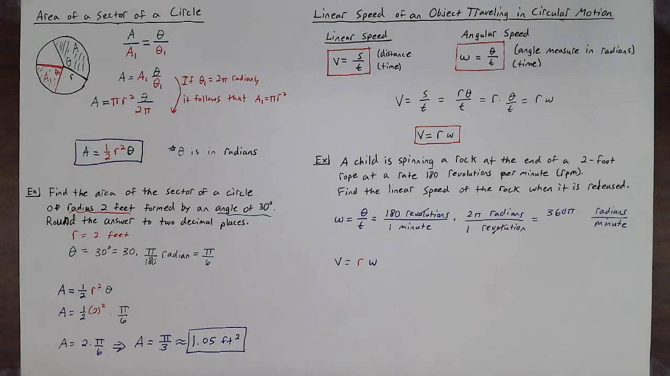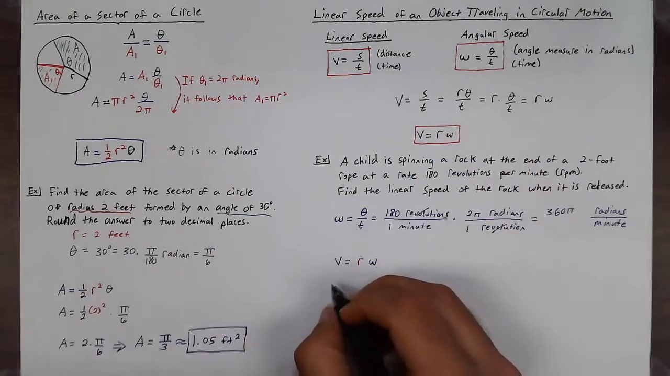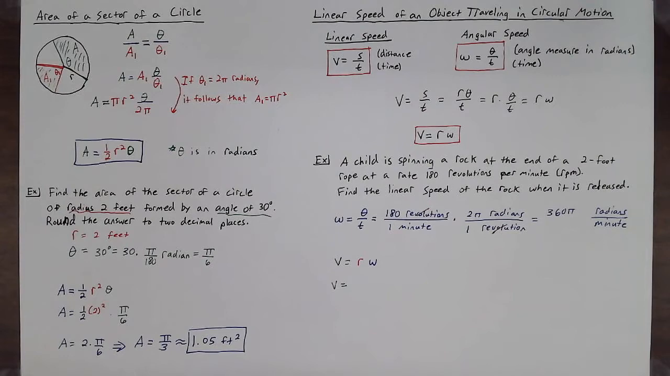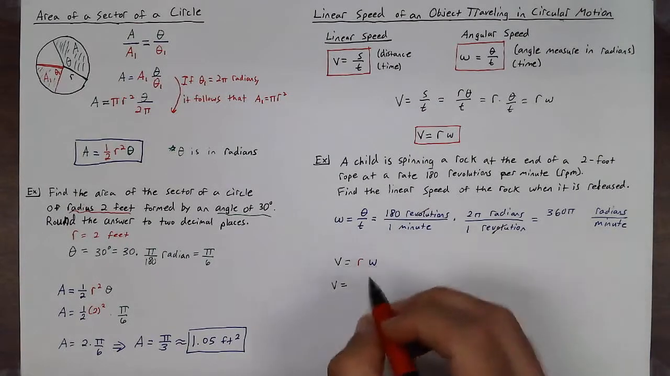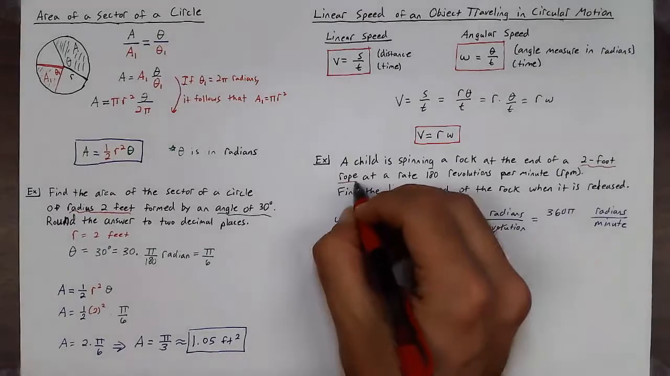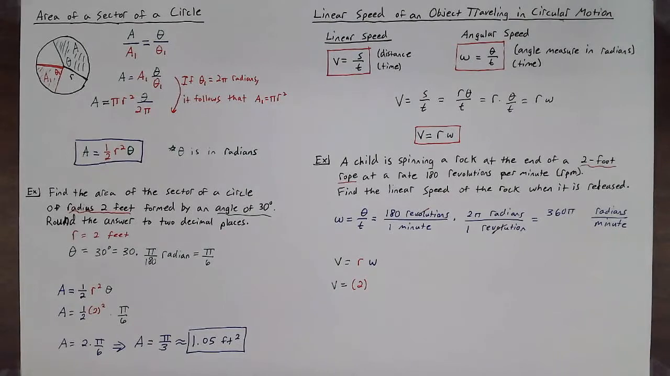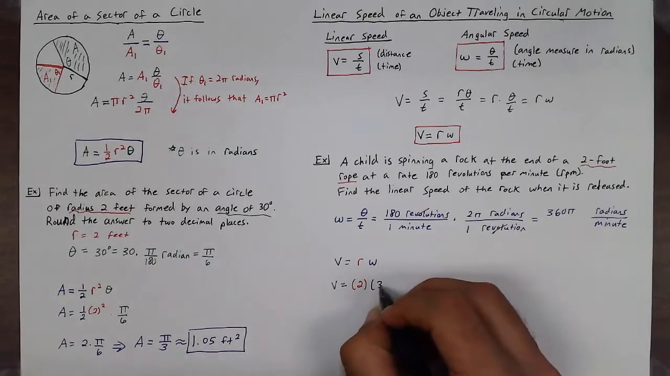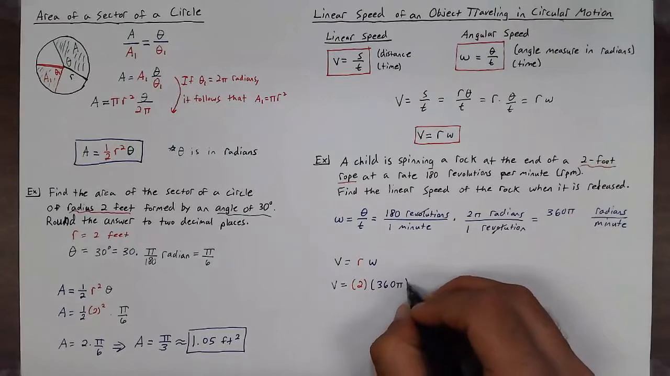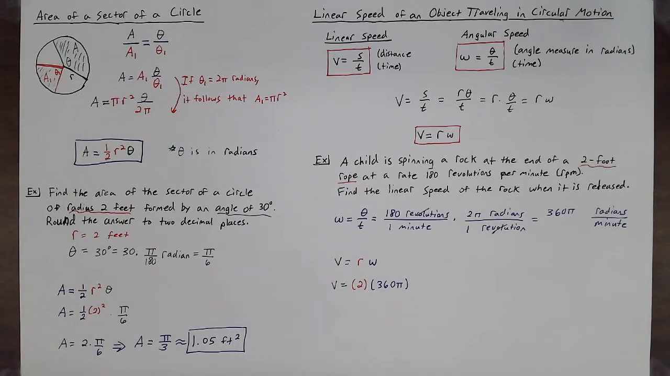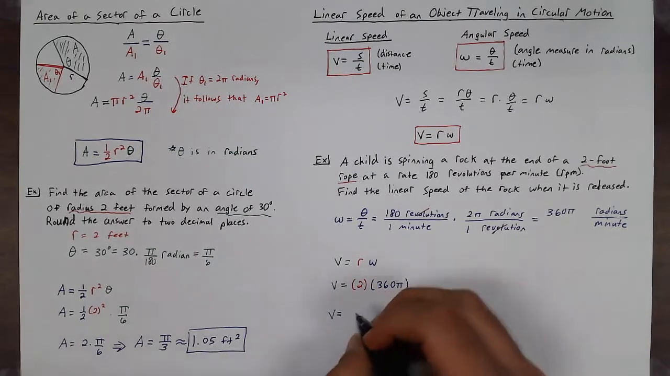So now let's convert that into a linear speed. Since we know that the speed is equal to the radius times this angular speed, I just need to figure out what the radius is, which is the 2-foot rope. That'll be my radius. So I can put 2 for r. My angular speed is 360 pi radians a minute. And now when I multiply that together, I'm left with 720 pi feet per minute.